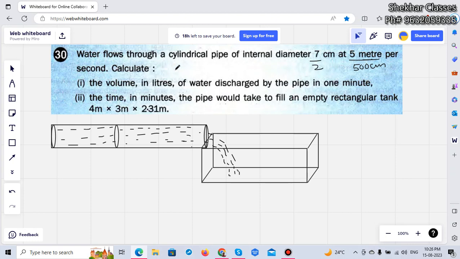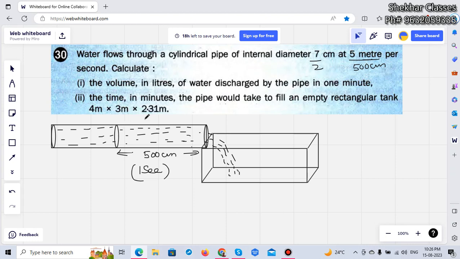Now what does it mean? It flows at 5 meter per second. In 1 second, if this length of the pipe from here to here is 5 meter or 500 centimeter, this part of the pipe, which is 5 meter in length, will empty in 1 second. Is it clear?